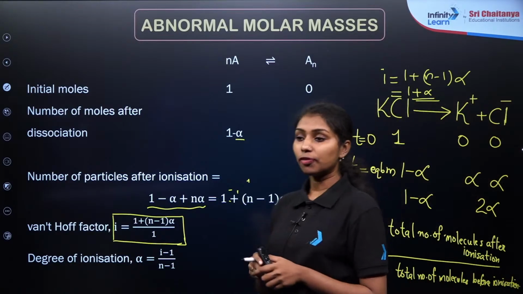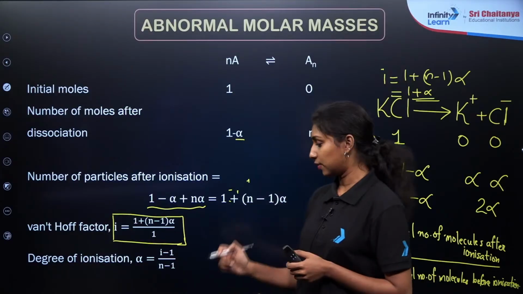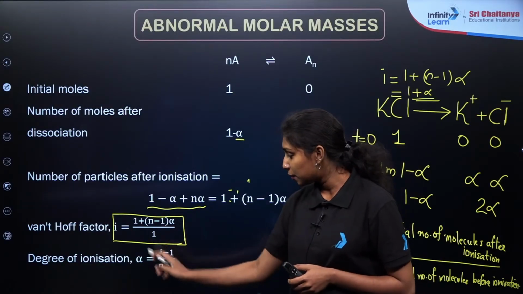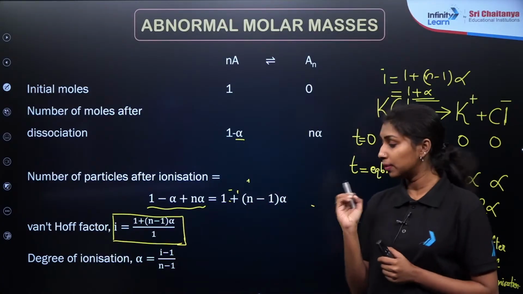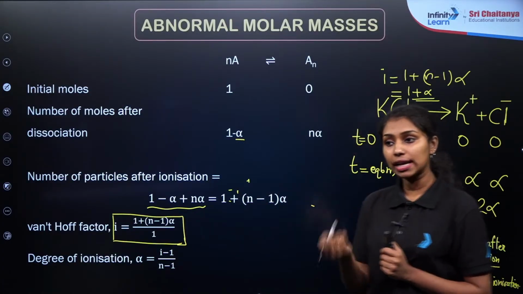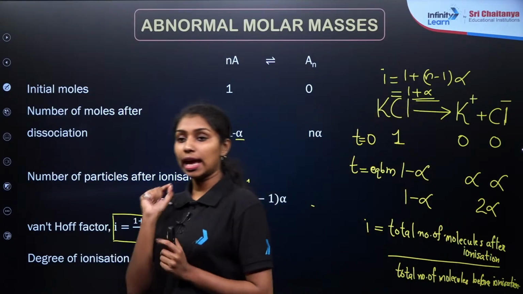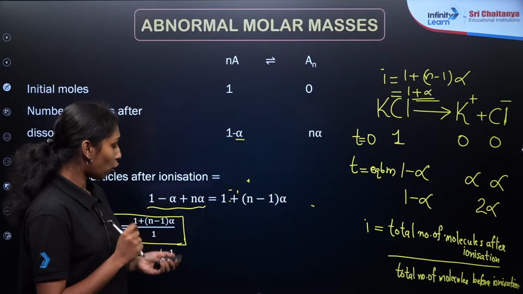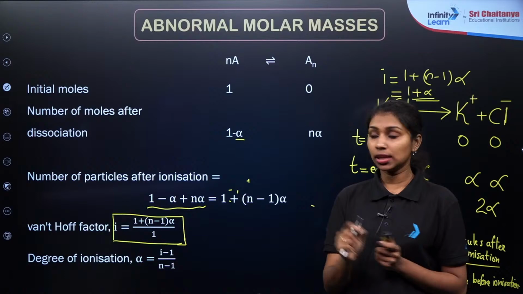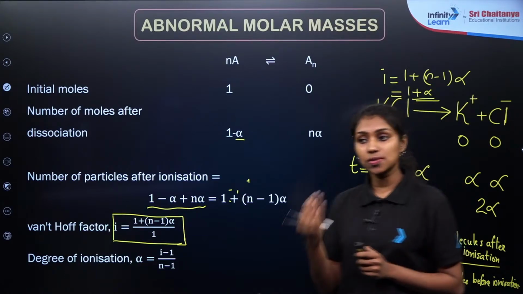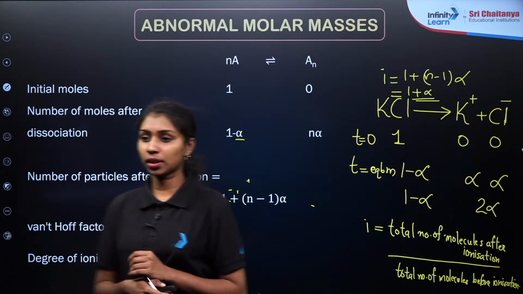From that, we can find the value of alpha as well. It will be i minus 1 divided by n minus 1. That will be the value of the degree of dissociation or degree of ionization. In the case of association of the molecule, the Van't Hoff factor changes. We will get a Van't Hoff factor according to the value of the degree of association, so that the colligative property also changes. Clear?